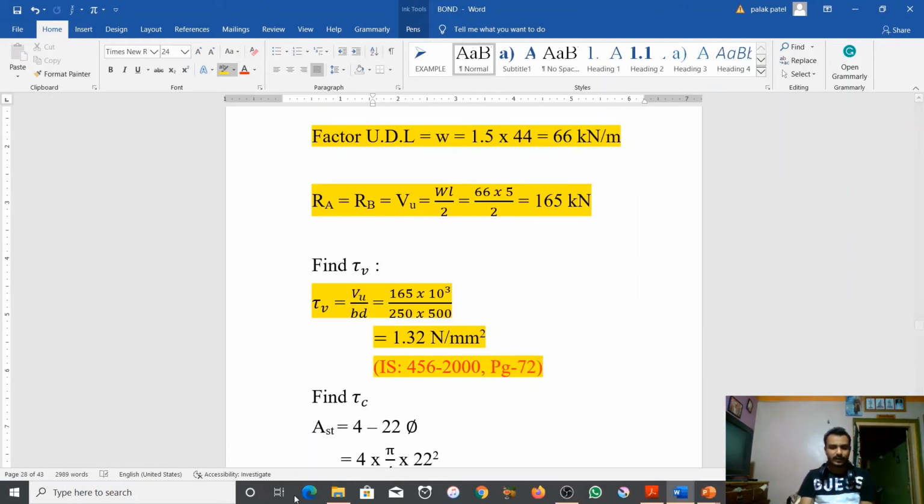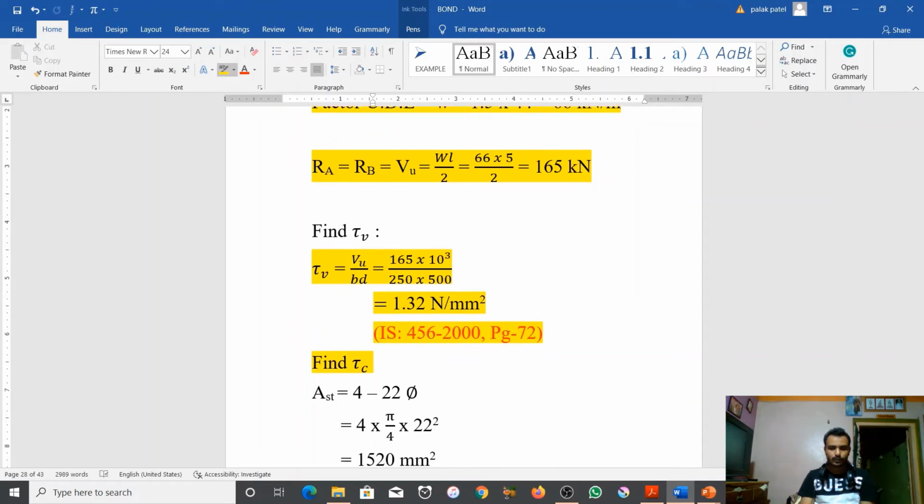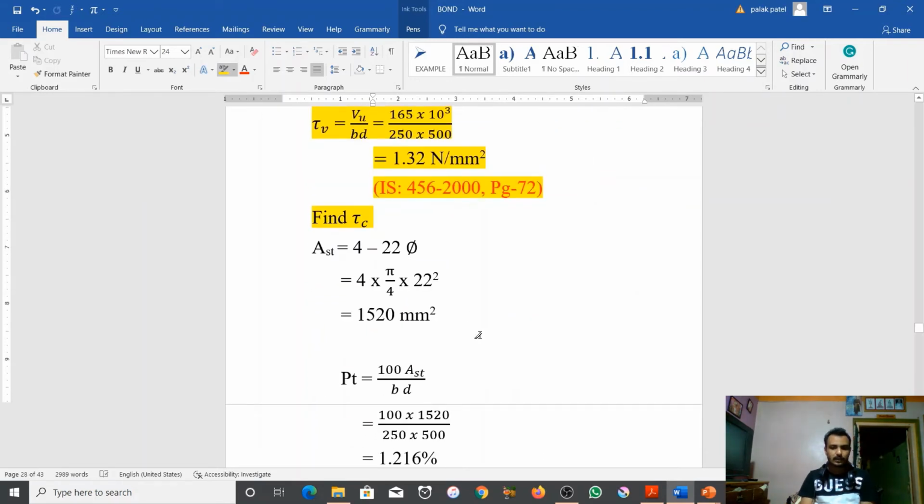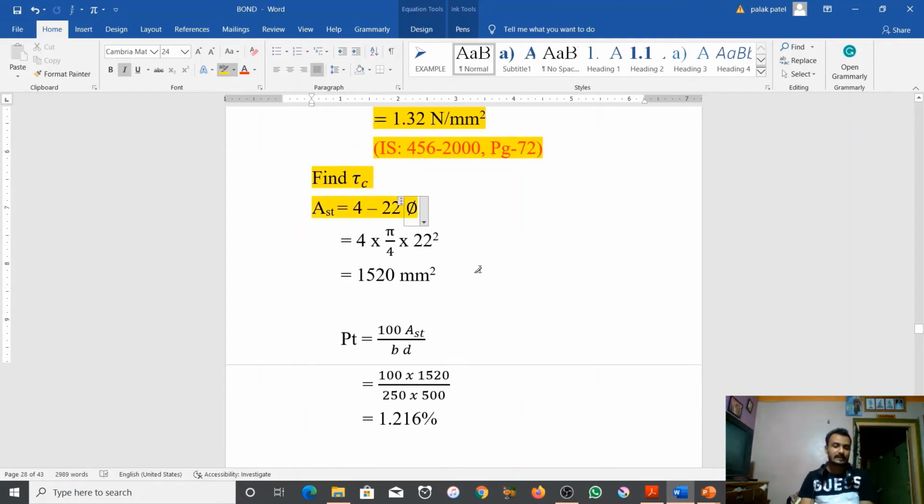Then we have to find tau C. For tau C, we need Pt, the percentage of steel, and for that we have to find the area of steel at the tension zone. Four numbers of 22 mm diameter bars are provided at the tension zone in the beam, so 4 into pi by 4 into 22 whole square. So the area of steel at the tension zone is 1520 mm square.